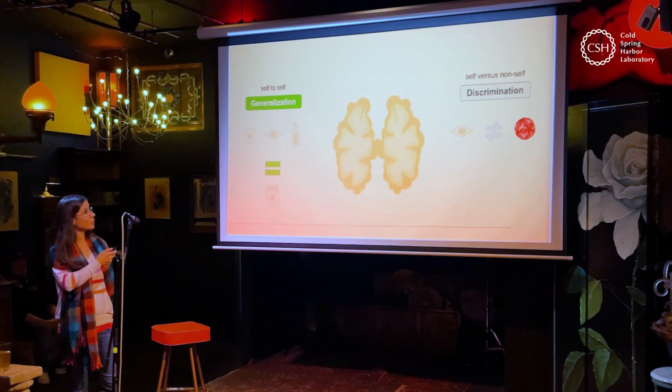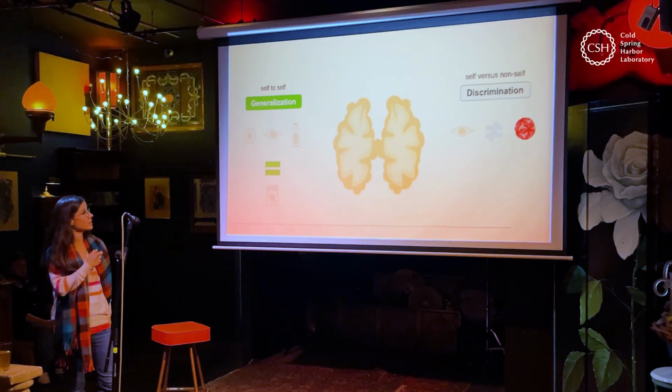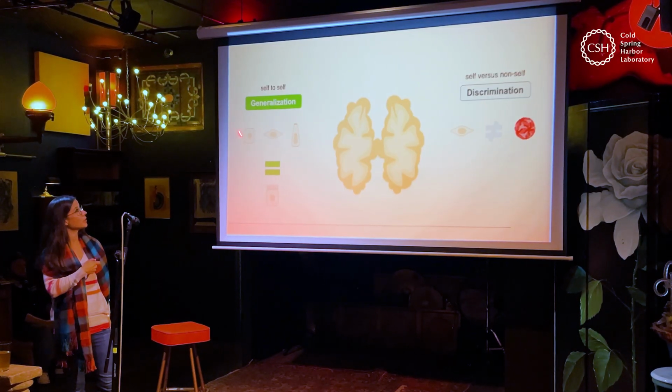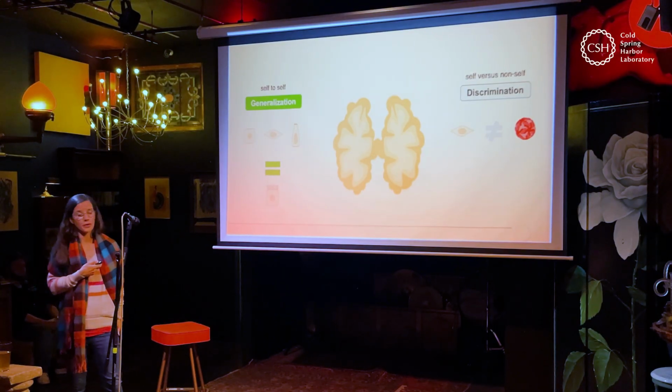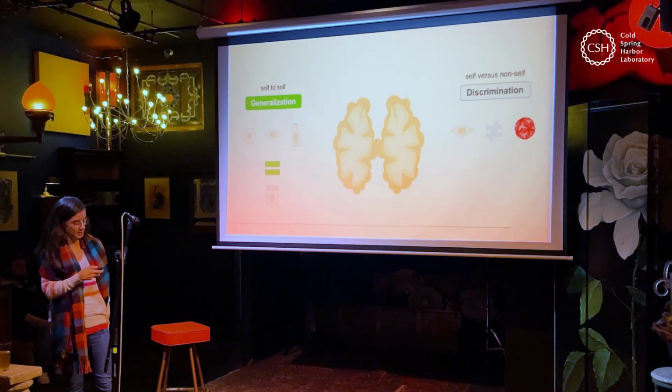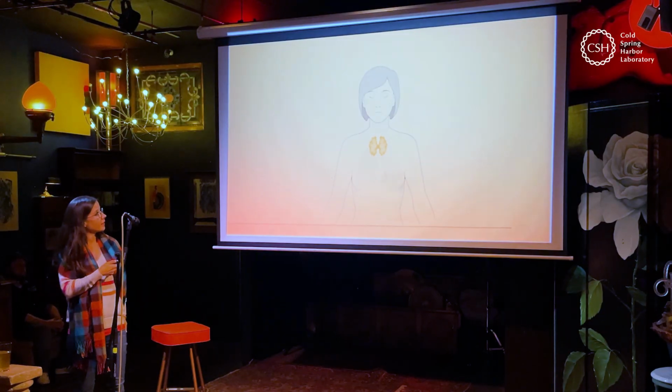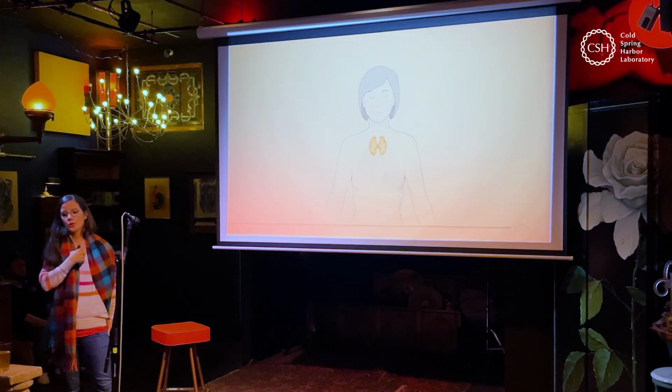And the place where the immune system, or particularly the T cells, learn this generalization and discrimination process is in an organ called the thymus. There's a schematic here, and that organ sits right atop your heart.